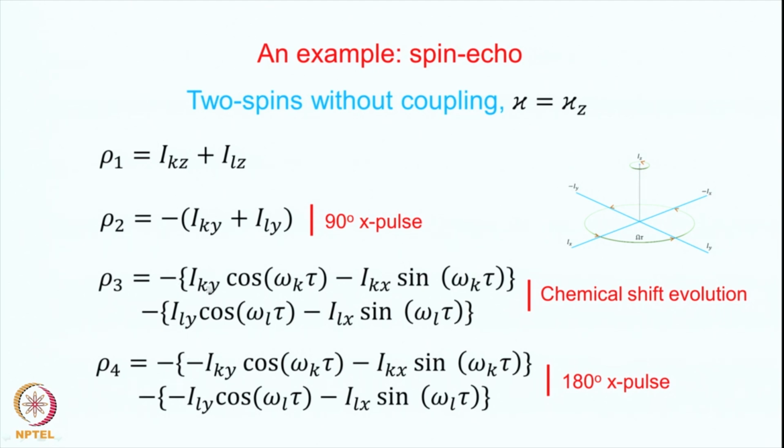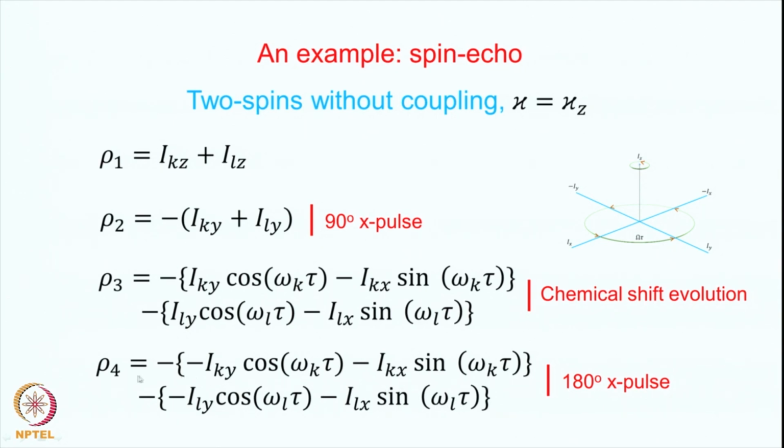This minus remains the same, it shifts IKY to minus IKY, rotates by 180 degrees. So, it is a rotation from here to here. So, is minus IKY cosine omega k tau, this remains the same and it has no effect on IKX, and therefore, this remains as IKX sin omega k tau. Similarly, for this ILY goes to minus ILY cosine omega L tau minus ILX sin omega L tau. So, this is the result of 180 degree pulse.